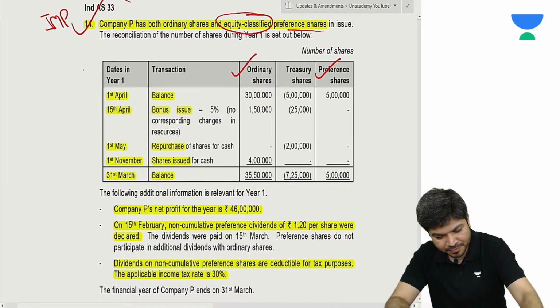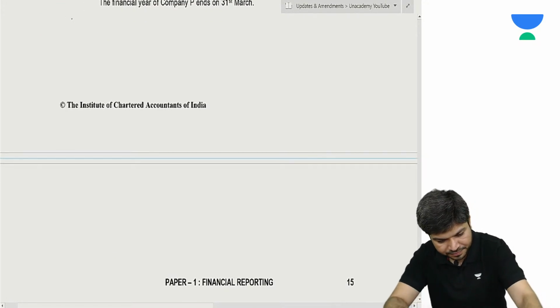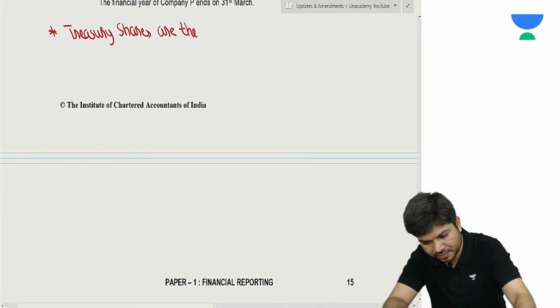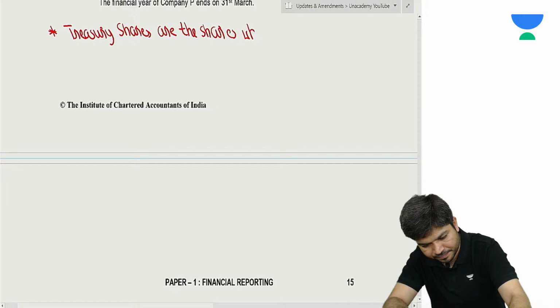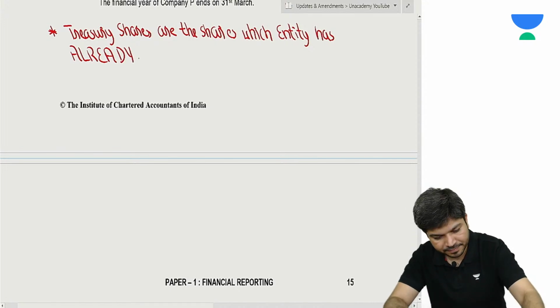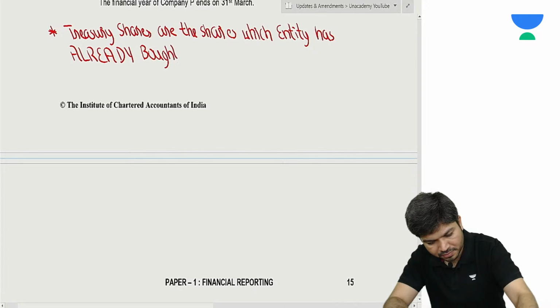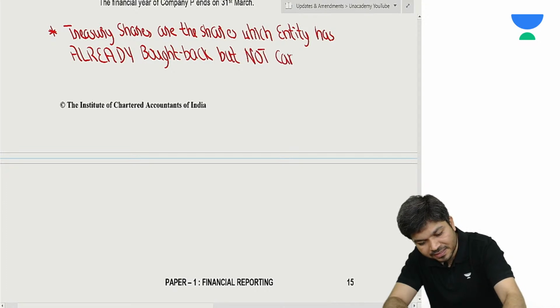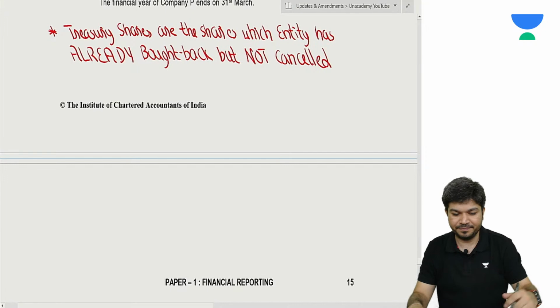What is treasury share? I just put a star here and I write down below. Treasury shares are the shares which the entity has already bought back. They are not there today. Already bought back but not cancelled. You have not cancelled yet, so it is lying in treasury. They already bought back.